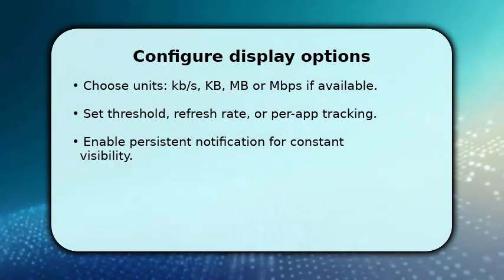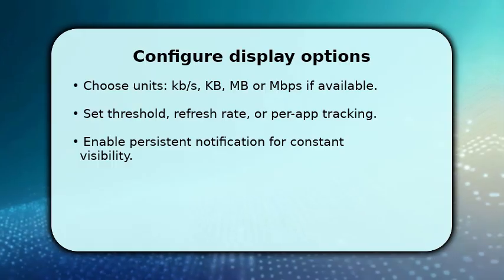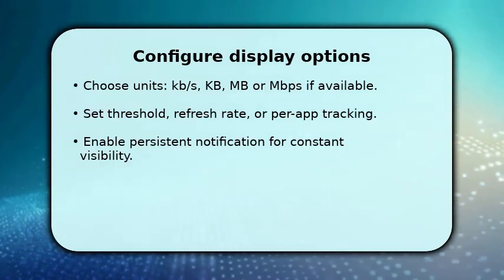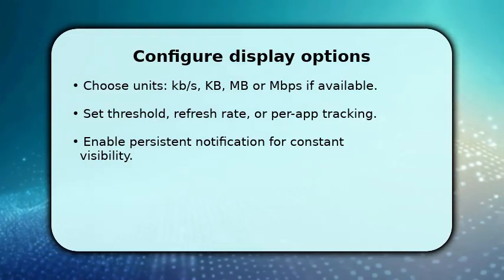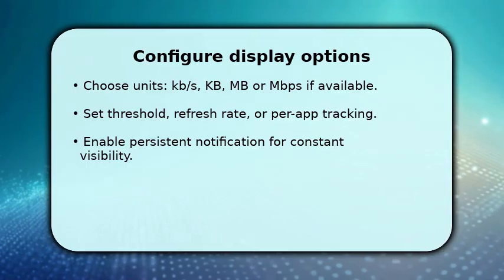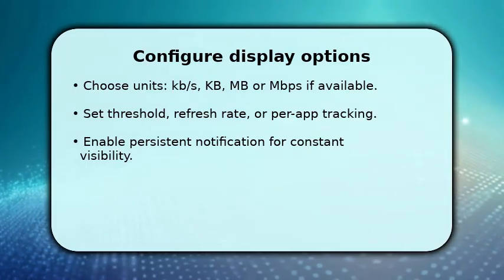You should pick units that match your needs, KB/s for precision or Mbps for readability, and set a refresh rate that balances battery and accuracy. If the phone supports per app tracking, enable it to see which apps use bandwidth in real time.